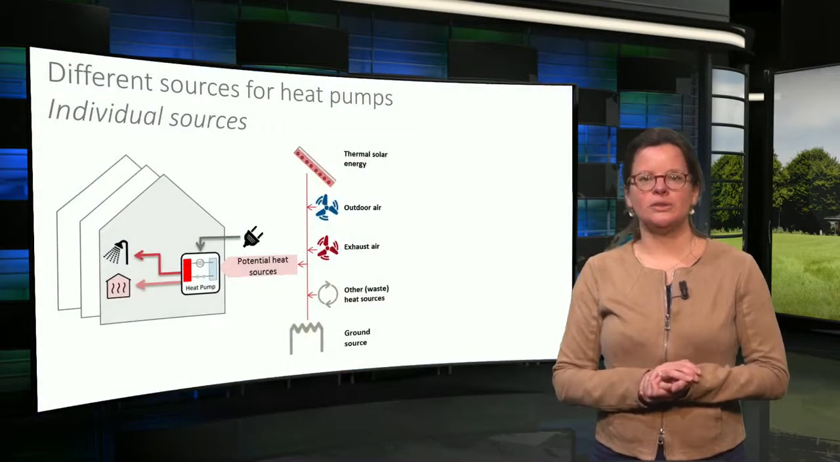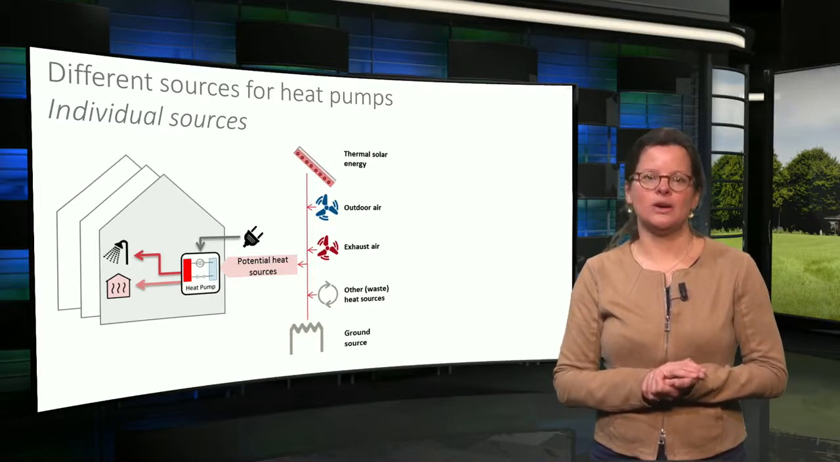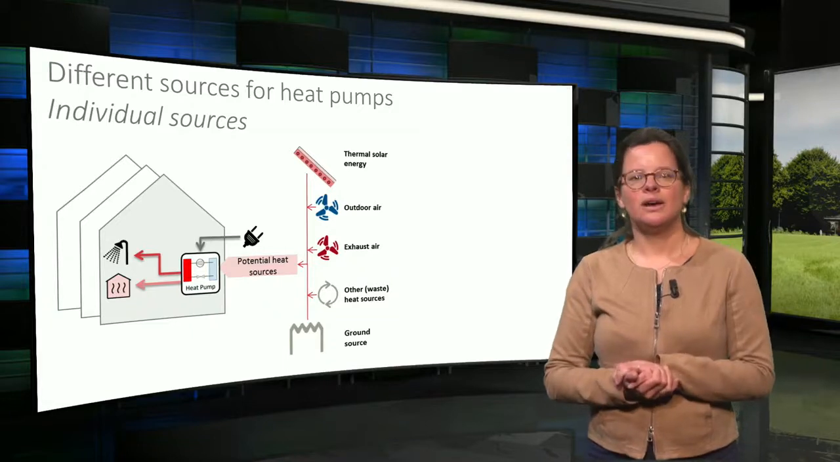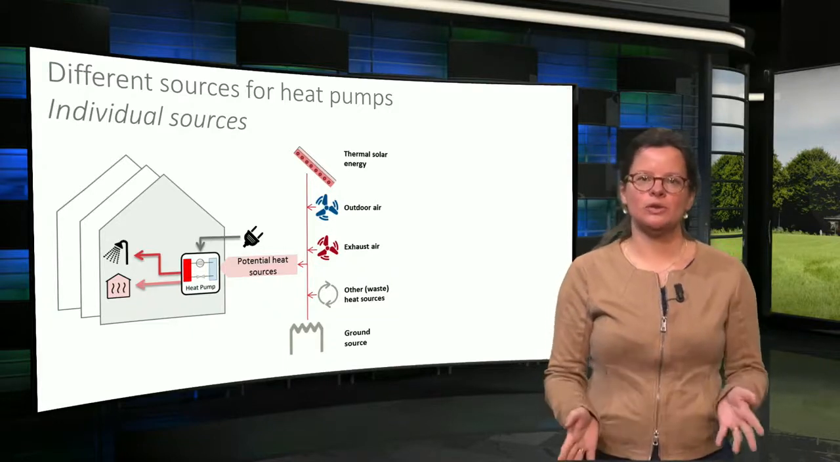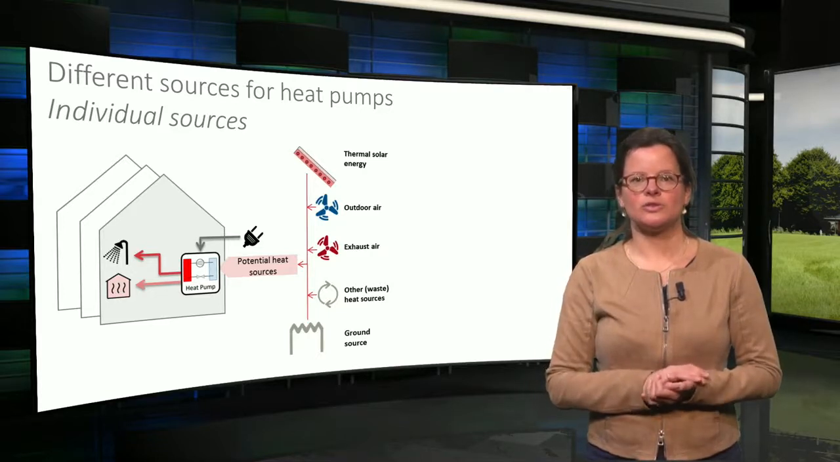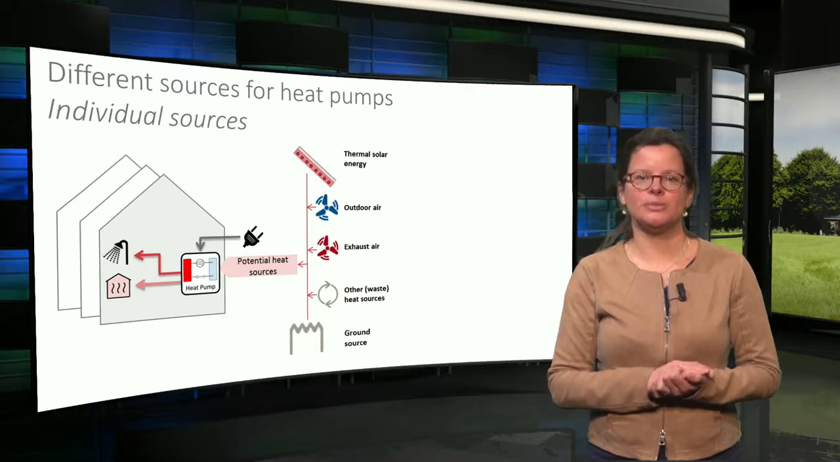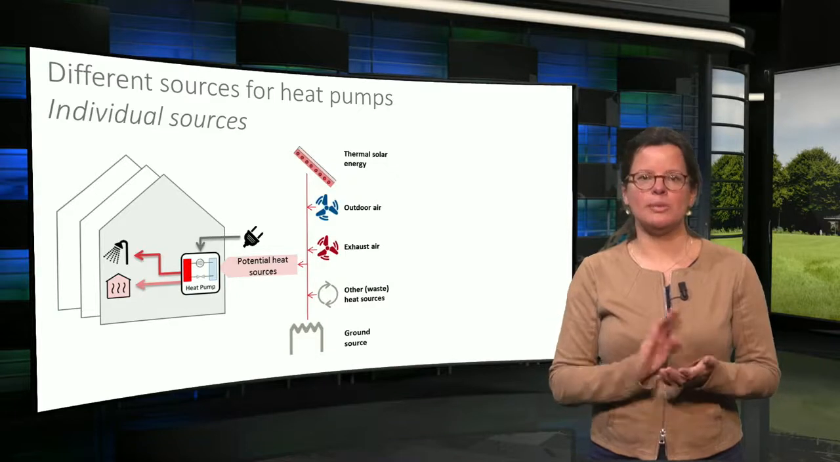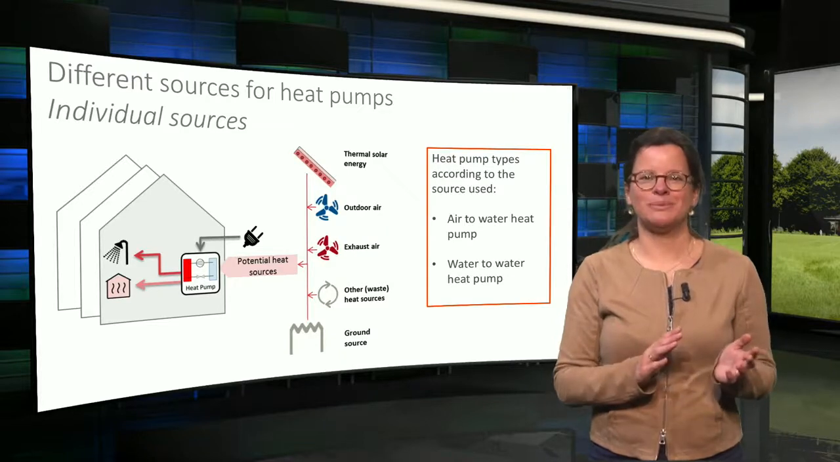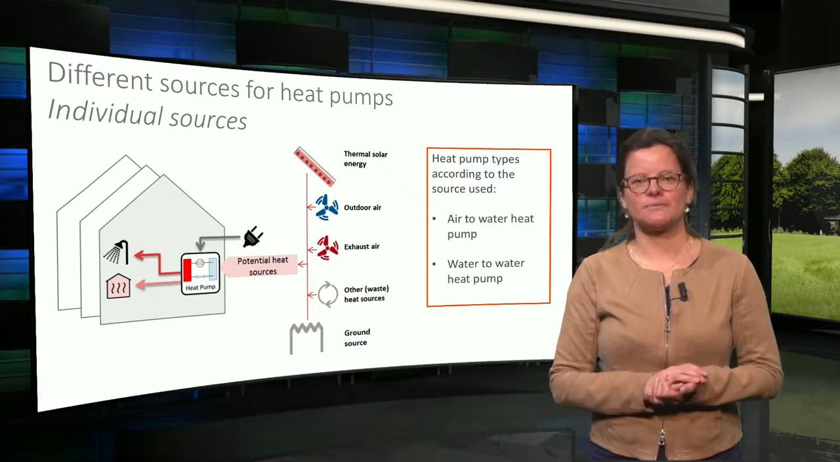Various sources can be found which can be used as a source for a heat pump. The most commonly used source is outdoor air. Heat exchange with the outdoor air is achieved by using an outdoor unit with a fan. Other potential sources include heat from the ground, from exhaust air, or from solar thermal panels. As the temperature of the sources differs, also the performance of the heat pump varies with the selected source. Depending on the source, also two main types of heat pumps can be distinguished: air-water heat pumps and water-water heat pumps, having air or water as a source.